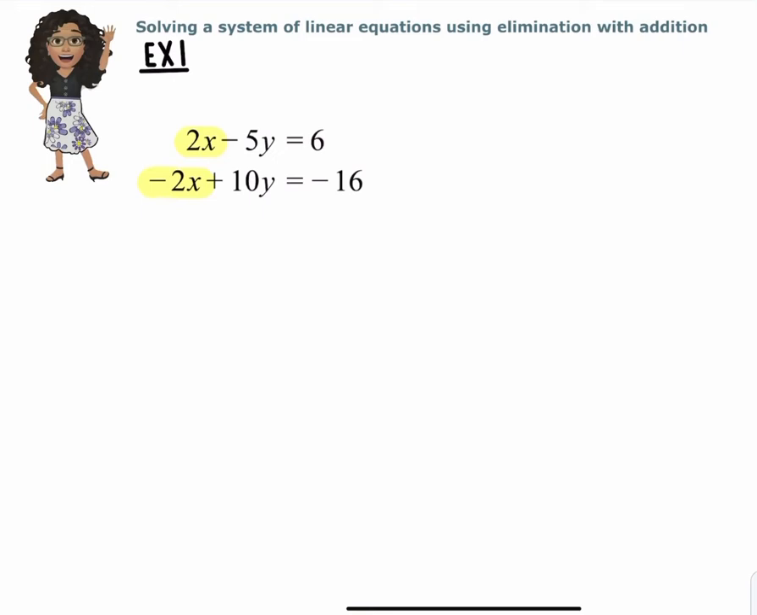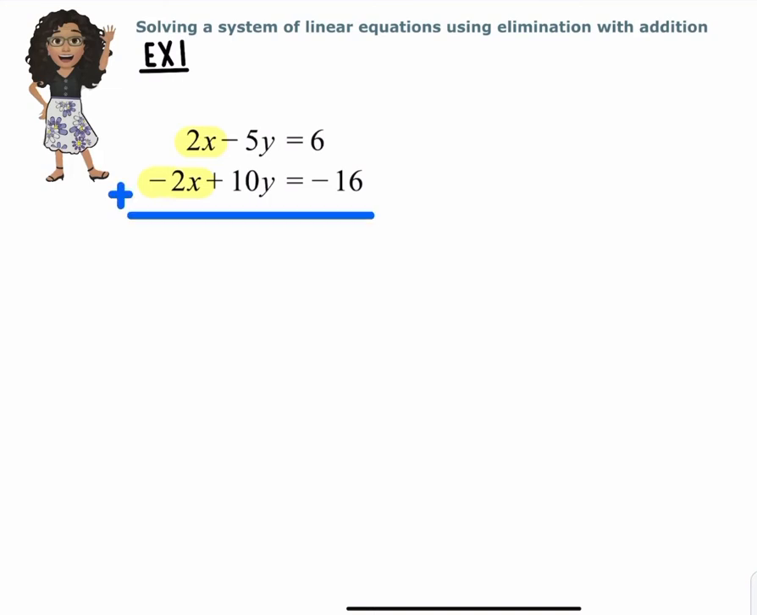But next we need to make sure that all of our terms are lined up. So looking to the left of the equal sign, notice how the x's are lined up, the y's are lined up, and to the right, the numbers are lined up. We're ready to use elimination. All we need to do is add. So let's add straight down.